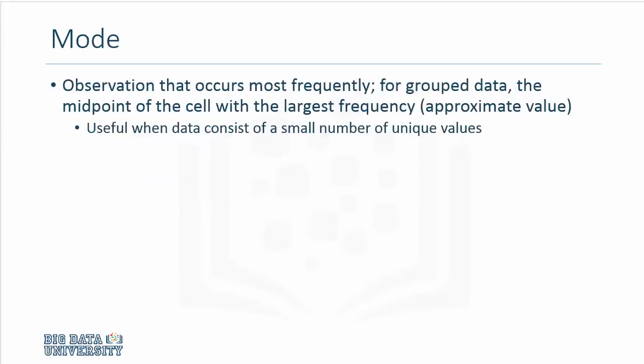Mode is essentially the value that occurs most frequently. So if the most common age of students in a class is 16, then that's the mode.